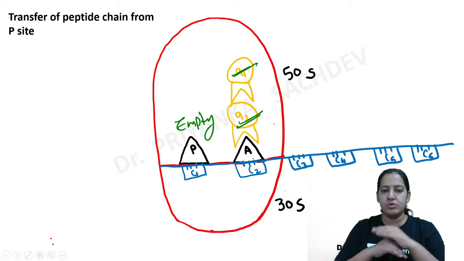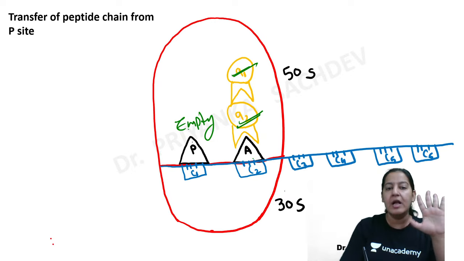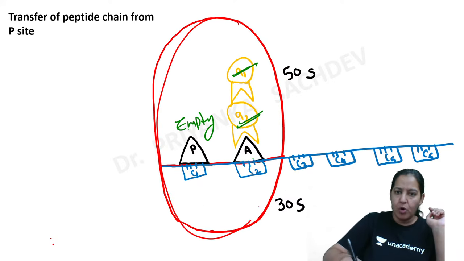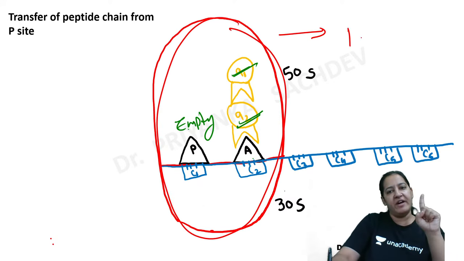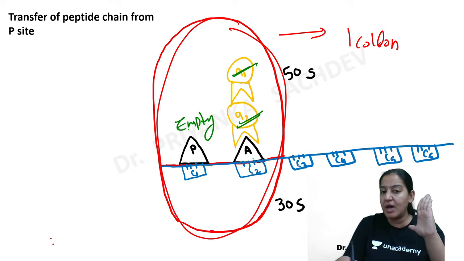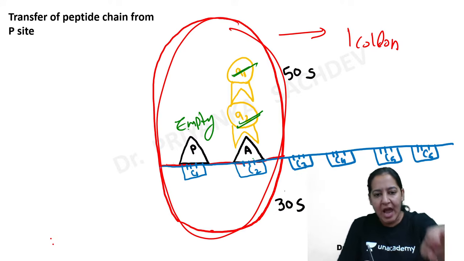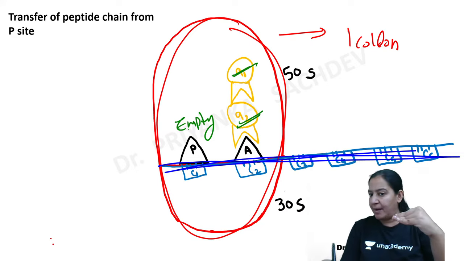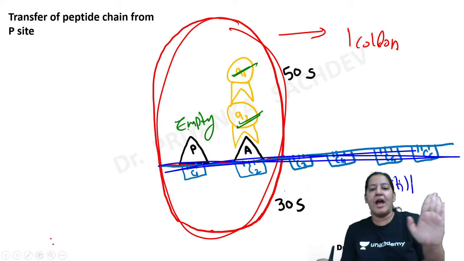Since the P window is empty, what will happen now? This step is difficult. Listen, the complete ribosome will move by one codon. It will move ahead by one codon. The complete ribosome, the windows along with the ribosome, is moving, but the mRNA is not moving. The mRNA will remain in the same place. The blue color mRNA is there only. The mRNA is still, it will not move, but the ribosome will move.